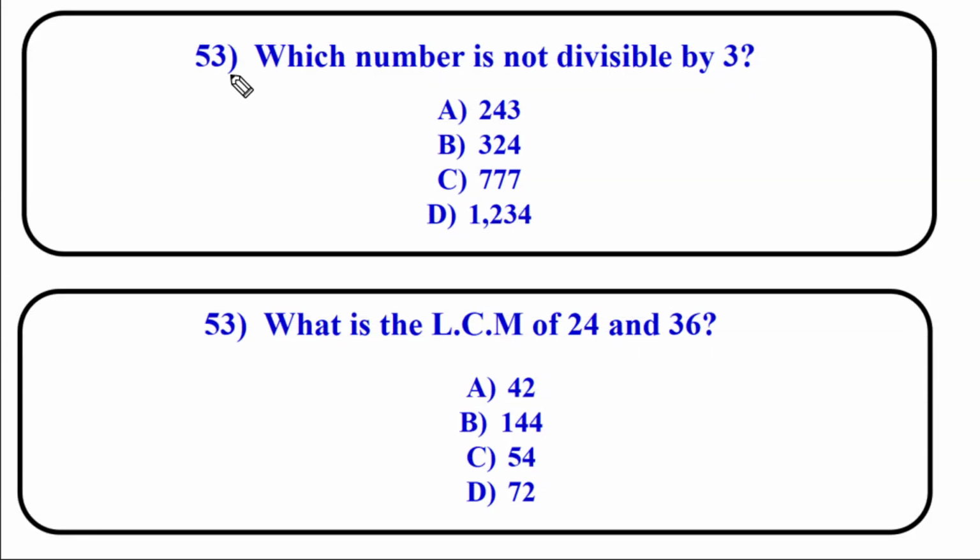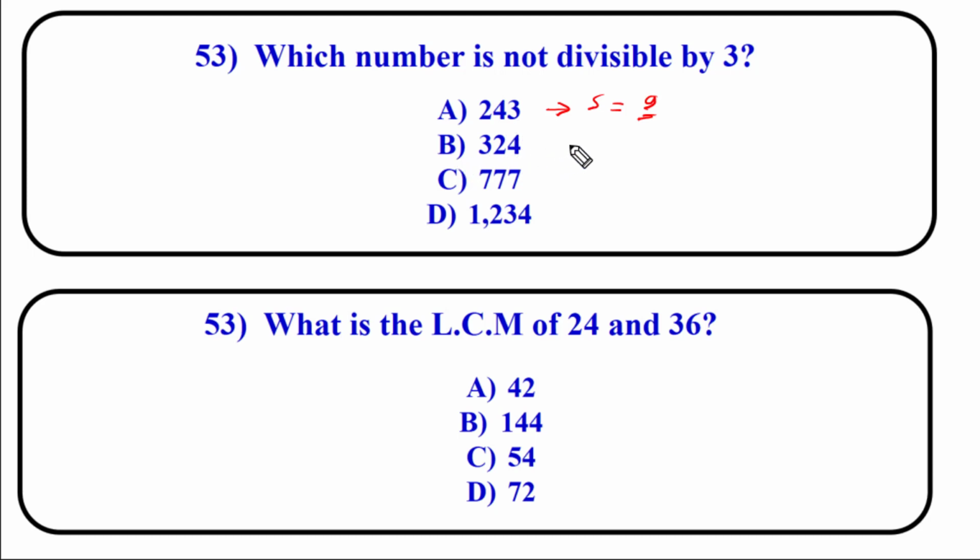Number 53, he said which number is not divisible by 3? We studied before that a number is divisible by 3 if the sum of its digits is divisible by 3. So we are looking for a number whose sum is not divisible by 3. Number 1 here, or number A, 243. To find the sum of its digits, just add all digits. 2 plus 4 plus 3 equals what, guys? Equals 9. 9 is divisible by 3, so this number is divisible by 3.